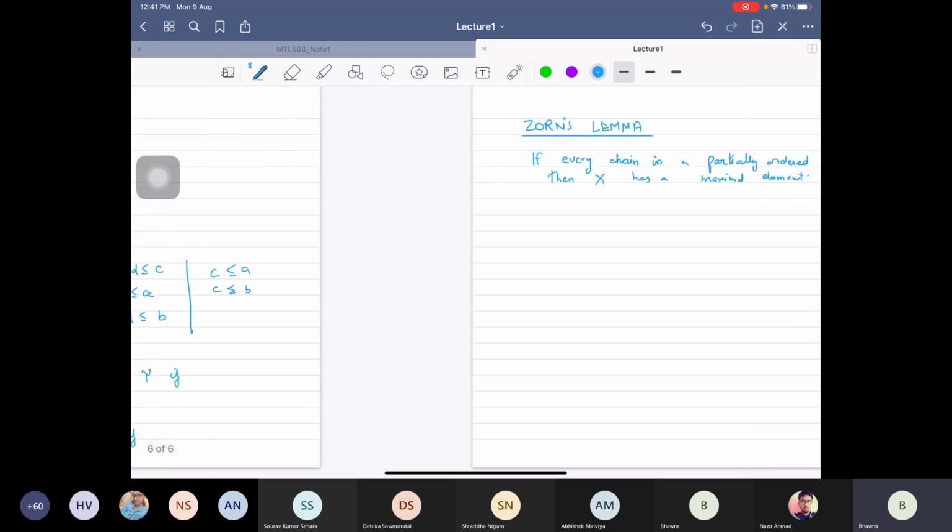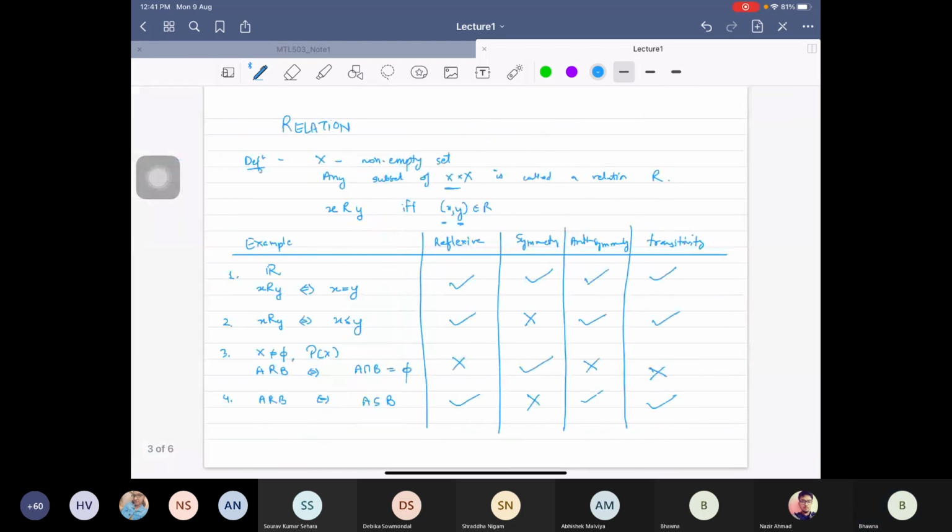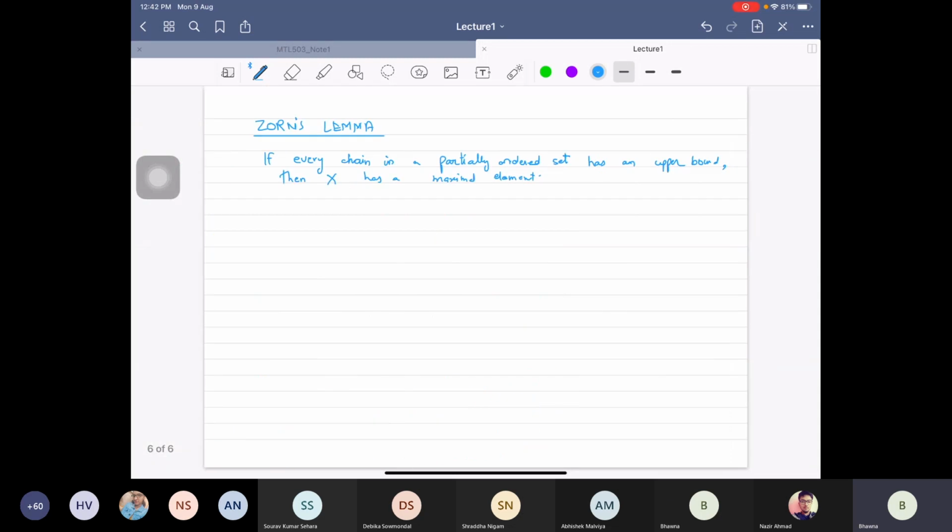Fine. So let me give you an example. You remember our example number 4. We were taking a power set of a non-empty set, and we were saying A is related to B if and only if A is contained in B. We saw that this is actually a poset, so we can denote it by less than or equal to. That means the power set of this particular set X with containment is a poset.